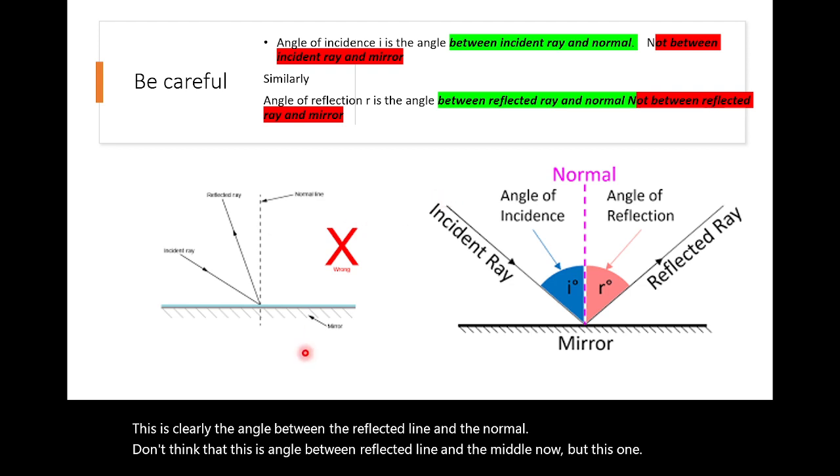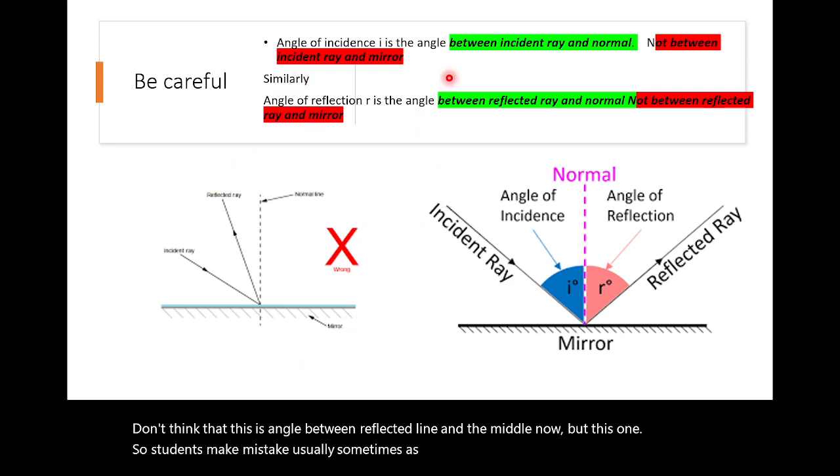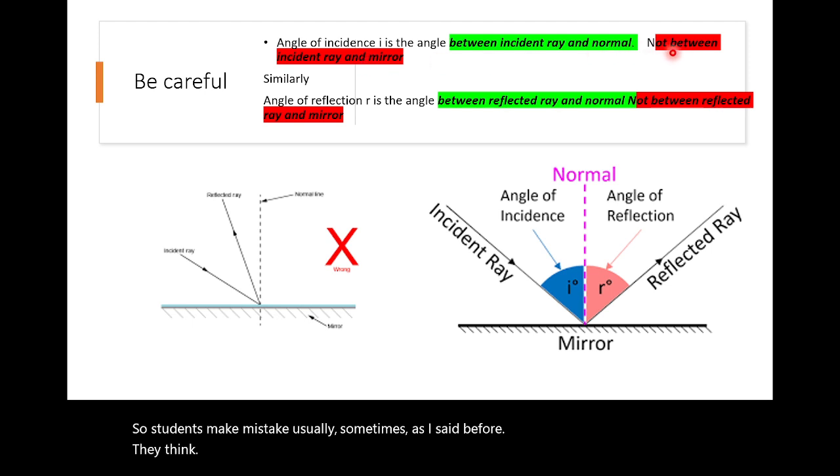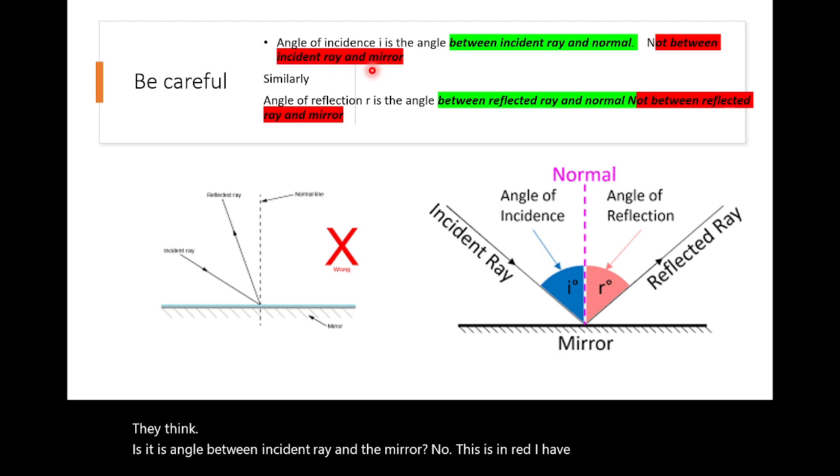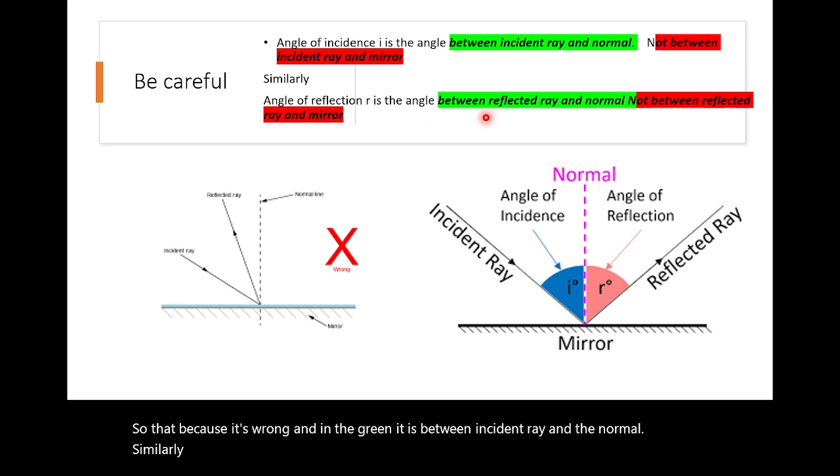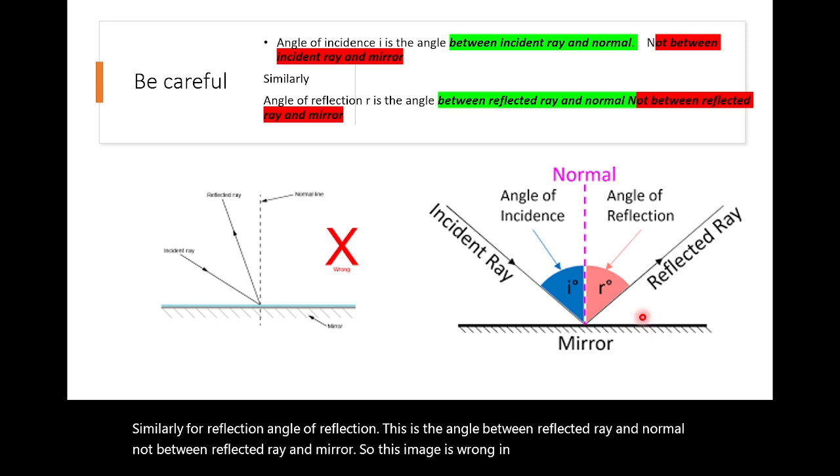So students usually make this mistake, as I said before. They think it is the angle between the incident ray and the mirror. No, this is in red. I have written it in red because it's wrong, and in green it is between the incident ray and the normal. Similarly, for reflection, the angle of reflection is the angle between the reflected ray and the normal, not between the reflected ray and the mirror. So this image is wrong, this is the right image.